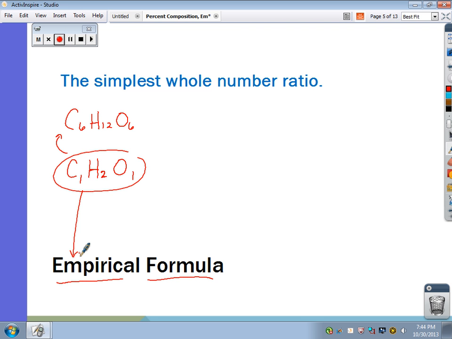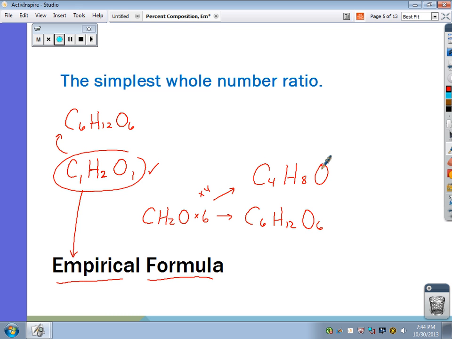It tells me the simplest formula, the simplest ratio, but if this is all I know, I can't tell you what compound I have. Could my compound, if my empirical formula is CH2O, could it be glucose? Sure it could. Why? Because if you multiply this by 6, you get C6H12O6. What would happen if I multiplied it by 4? Couldn't I also have C4H8O4? So these are possible molecular formulas, but we're looking at an empirical formula, the simplest whole number ratio. And that empirical formula is the same for both of these.